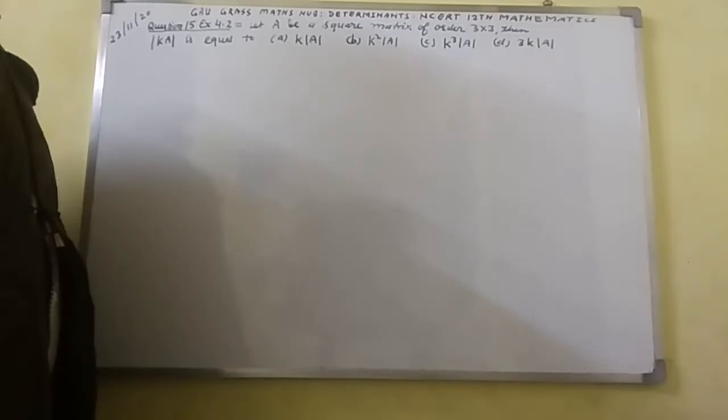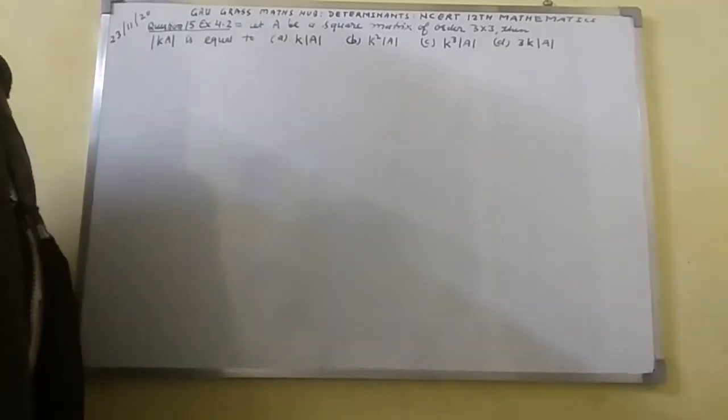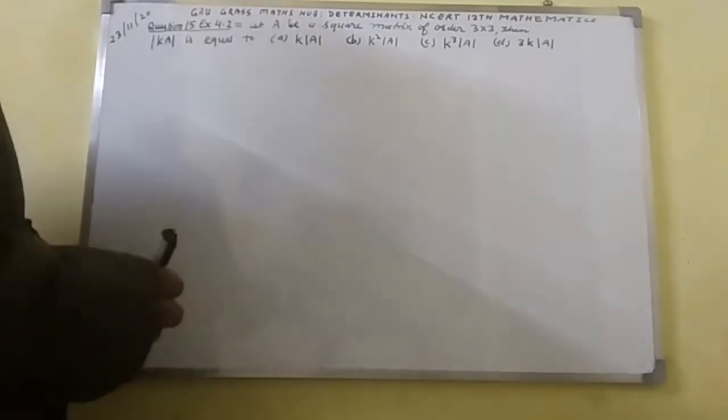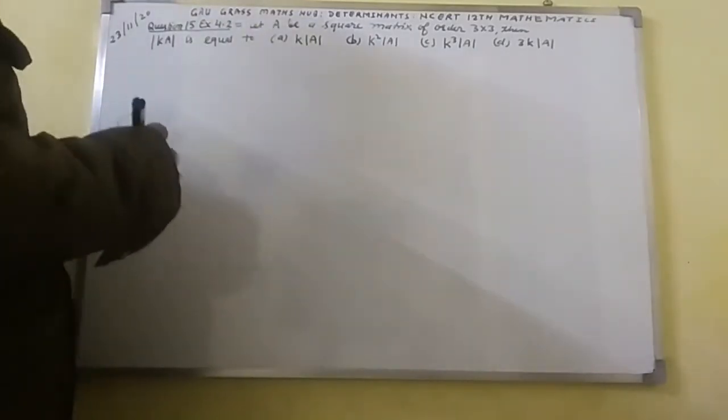det KA is equal to option A, K dot det A, option B, K square dot det A, option C, K cube dot det A, option D, 3K dot det A. This is the question about which I am going to discuss here. Here I shall write the solution.